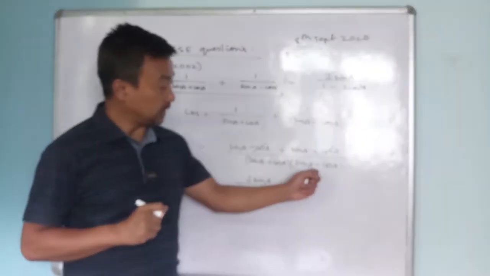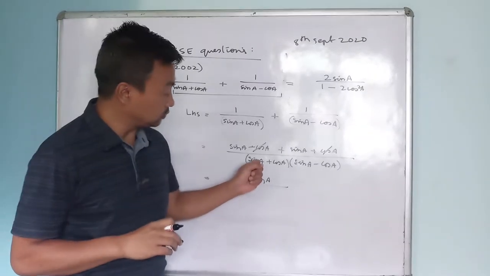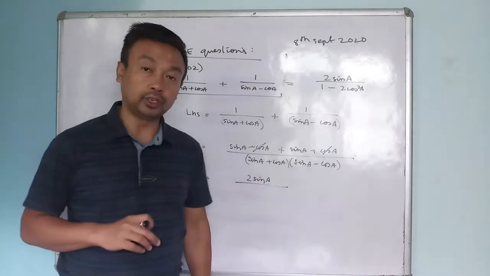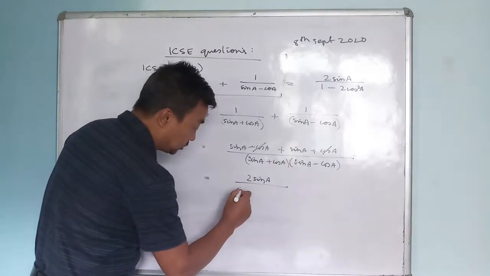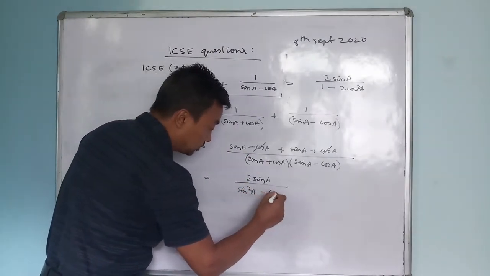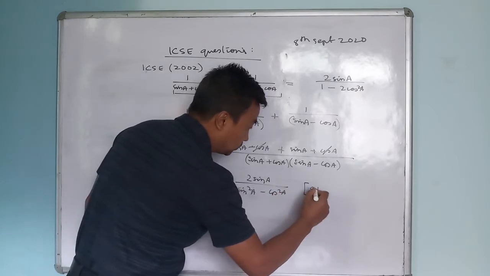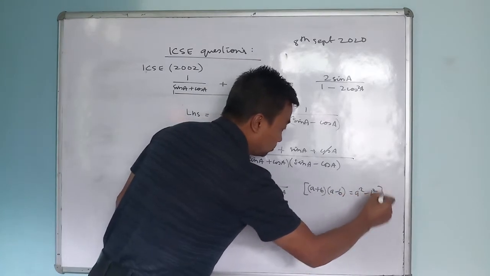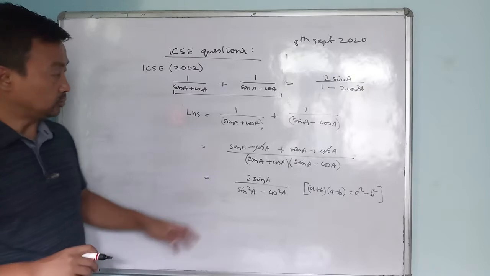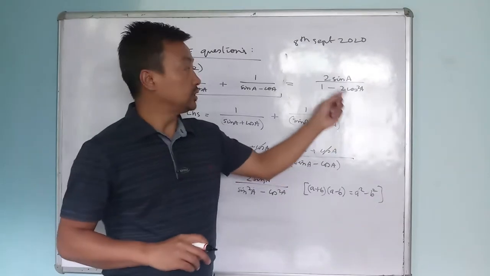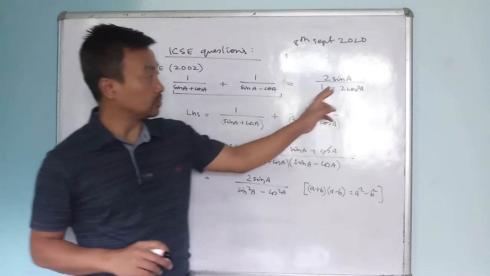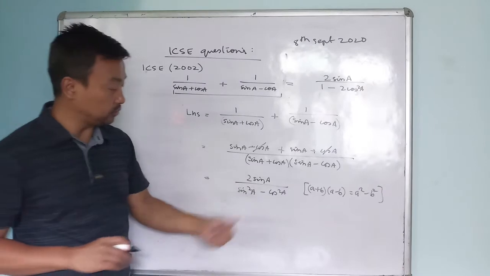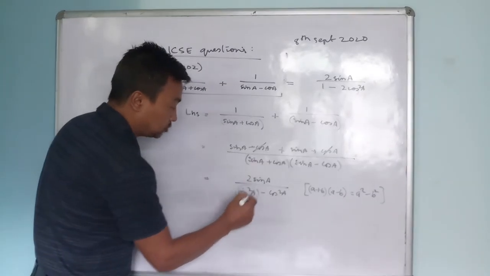Now if you look at the bracket, it reminds you of the algebraic formula A plus B, A minus B, which is A square minus B square. Here A is sine, so we can write sine square A minus cos square A. Here we have used the formula A square minus B square. Okay. Now if you look at the right hand side, 2 sine A we have got. Now here only cos square A is there. So we have to get rid of sine square A.